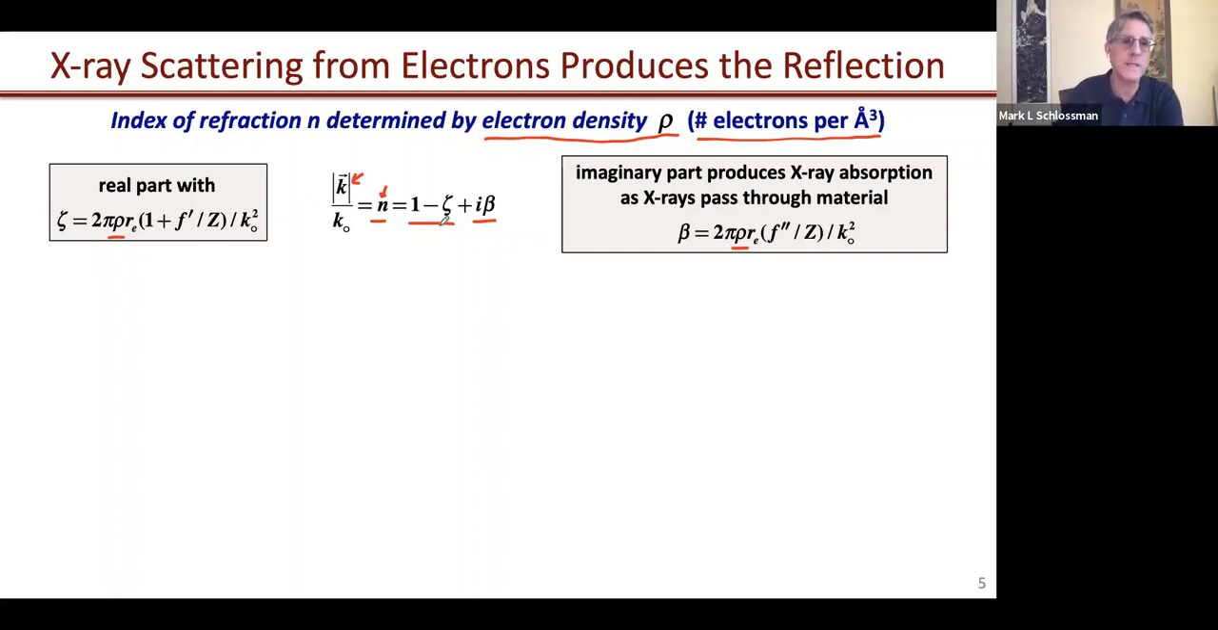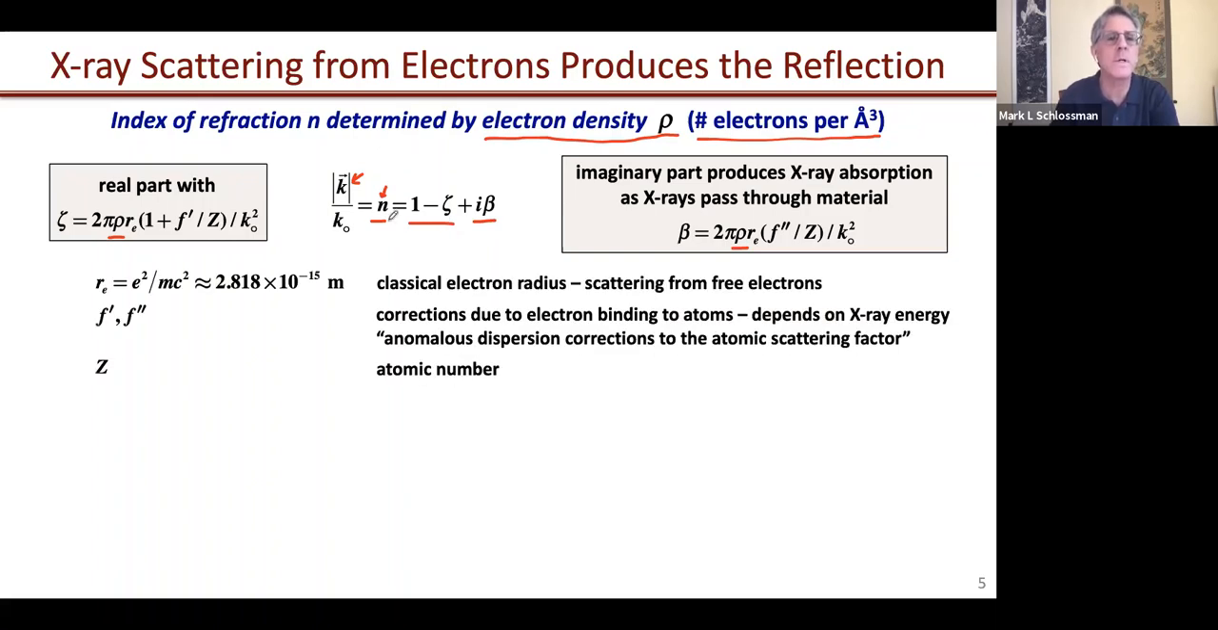And that's because X-rays scatter from electrons. That's the basic physical process that makes X-rays scatter. And that's what produces the reflection and all of the other effects that we will be talking about in the next day or two. So let's look at some of these other little pieces here, which I've given you to some extent for reference. r_e here, which appears in both zeta and beta, is what's called the classical electron radius. If we had an electron that was sitting in free space and we would shine X-rays on it, there would be a certain amount of scattering of those X-rays. And the amplitude of that scattering is directly proportional to the classical electron radius, r_e.